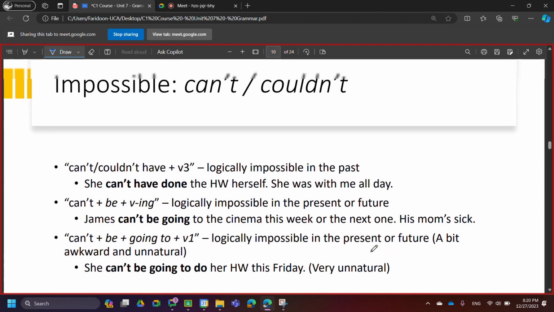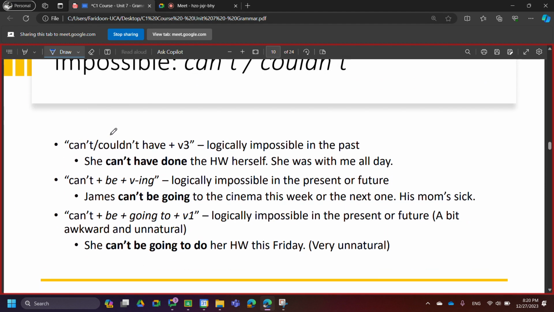And again, continuation of it. Can't or couldn't plus have plus verb 3 can be used to mean logically impossible, but in the past. Example: she can't have done the homework herself. Why are you saying that? It was logically impossible for her to do the homework herself. She was with me all day. So if she was with me all day, I remember that she didn't do it, right?